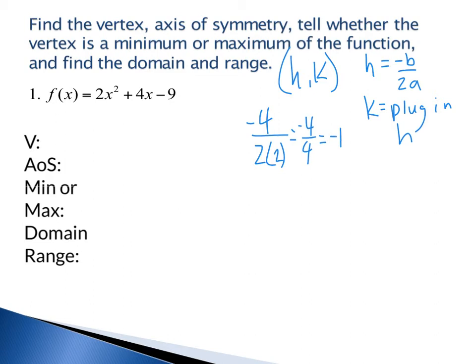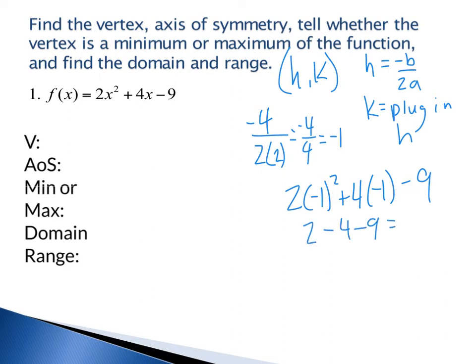Now to find k, we just plug those back in. So I'm going to do 2 times negative 1 squared plus 4 times negative 1 minus 9. Now this gives me 2 minus 4 minus 9, which ends up being negative 11, and that's our k value. Okay, and this was our h. So I'm going to go ahead and put in my vertex over here. It's just the point hk, so it'd be negative 1, negative 11.